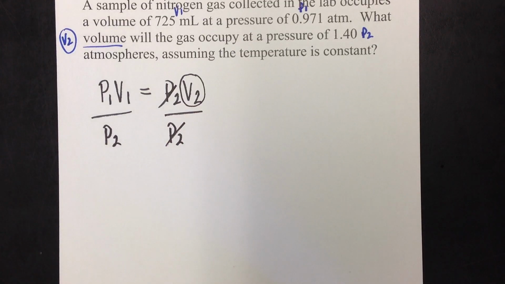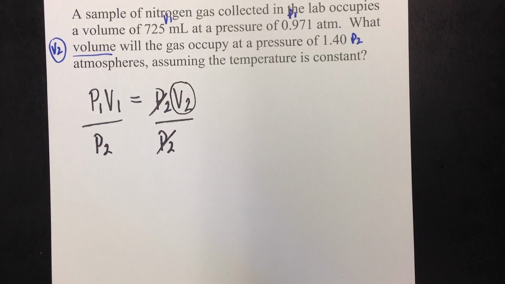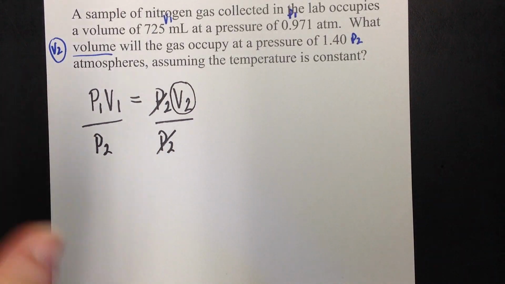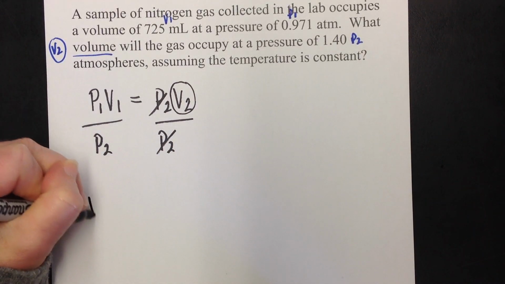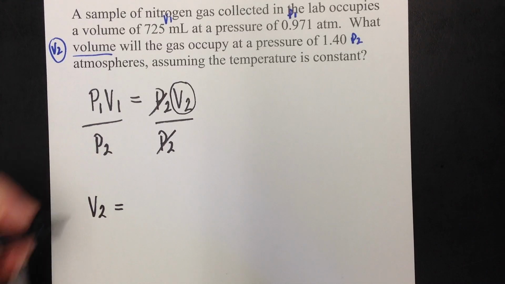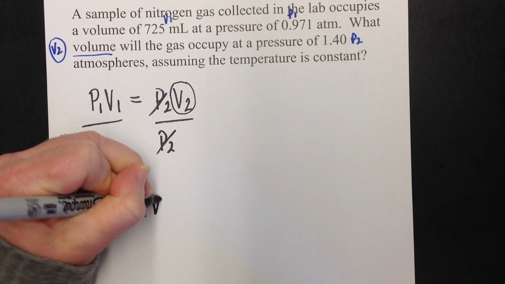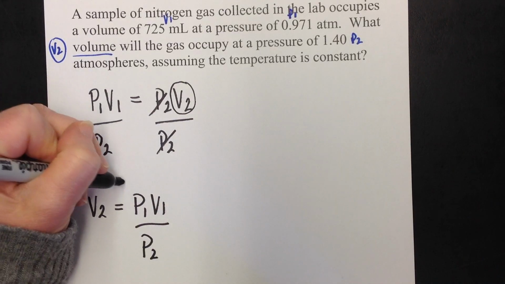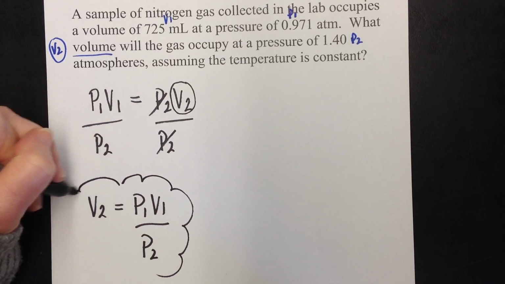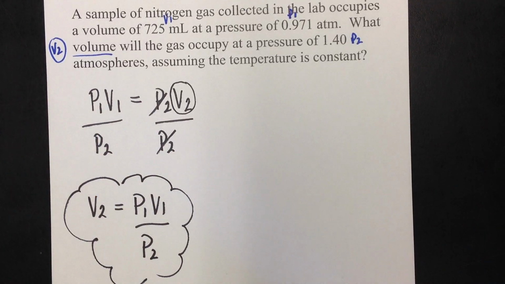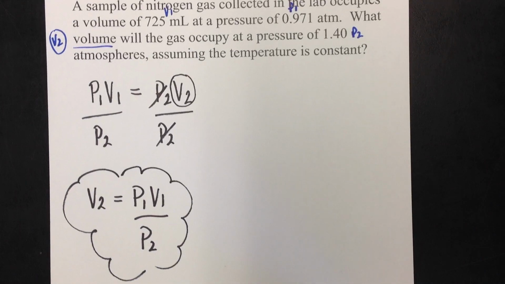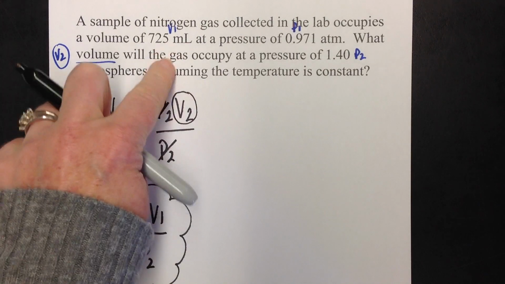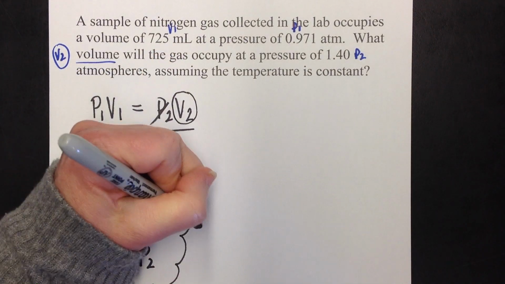Now again, you know I like flipping it around so that I'm looking at everything on one line, with my unknown on the left and what I'm solving for on the right, I should say. So V2 equals P1 V1 over P2. You've got to be really careful and pay attention to the details there because it's super easy to mix up all those ones and twos. If I'm not careful, I'll make a mistake real quick on this. Now, I'm ready to plug in.